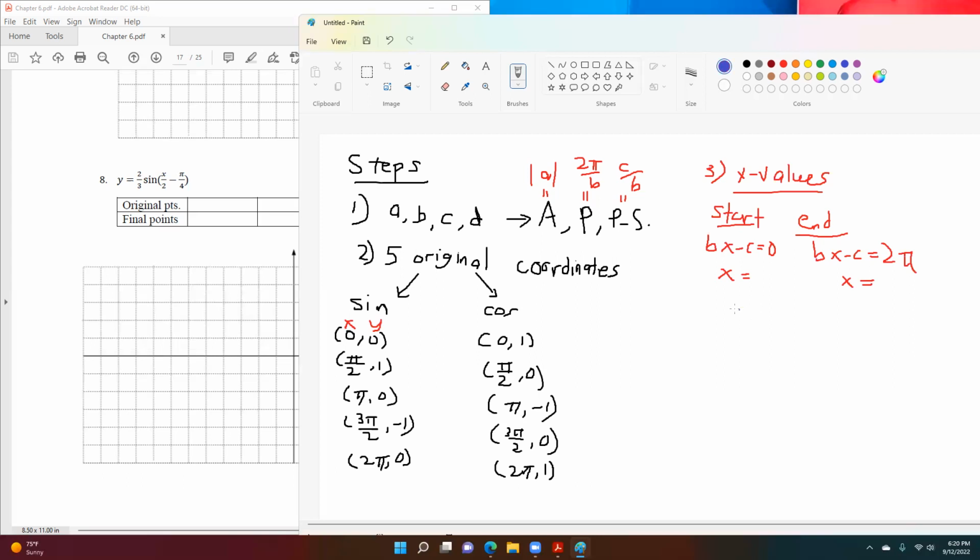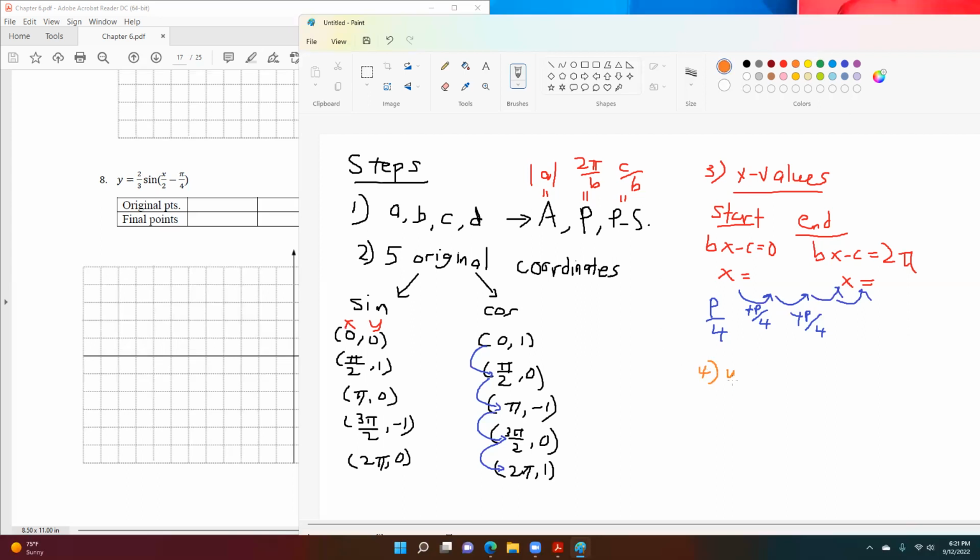And then you have to take the period divided by 4 and add this value, because we have 4 quadrants per whole cycle. You do this every time you move from one coordinate to another coordinate, until you reach the end of it. Okay, so this is how you figure out your x values.